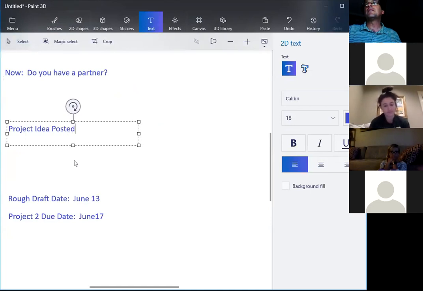Posted. Do you remember for Project 1, I asked you guys to post your idea for the project so that I can help you and tell you whether it would work or not? Same thing for Project 2. I recommend at least 2 weeks before the rough draft to have your idea. Does that make sense? Okay. I don't know if that's perfect for you, but that's my recommendation.